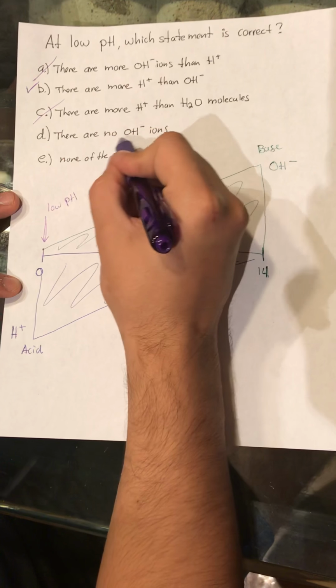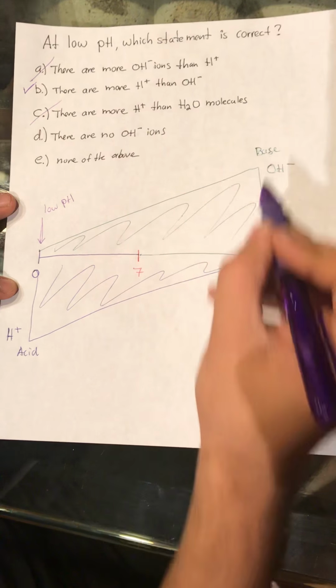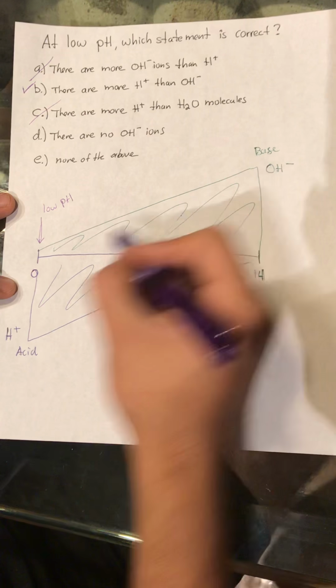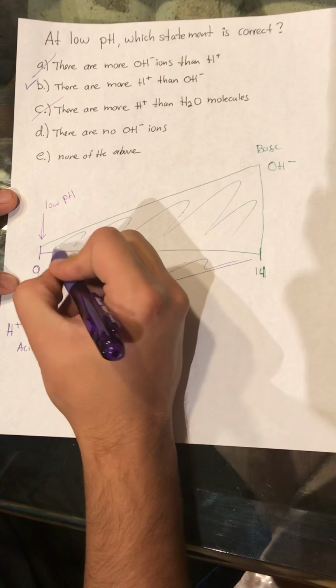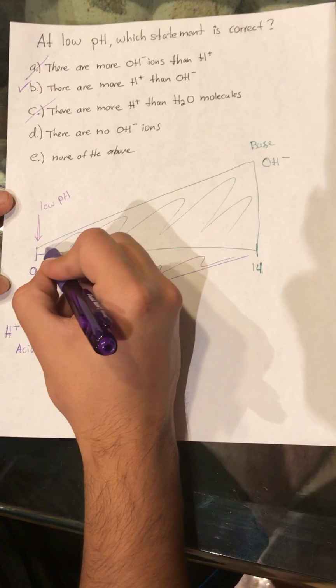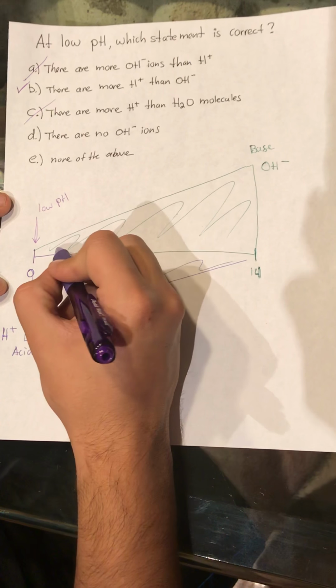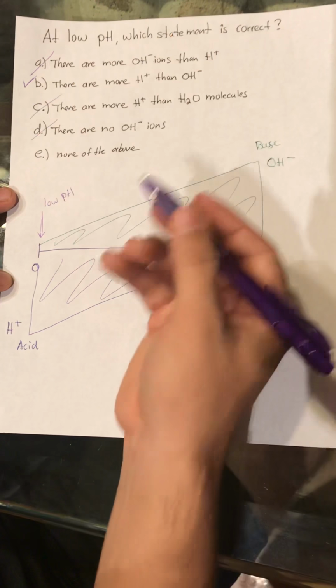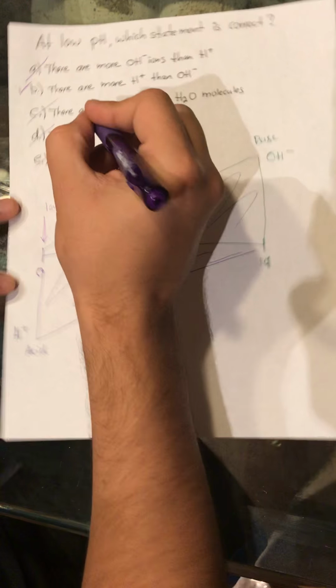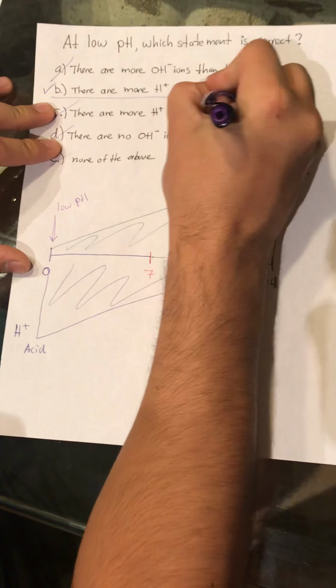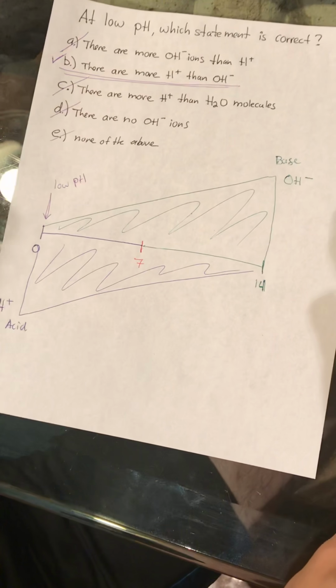And D, it says there are no hydrogen ions, but as we previously said, despite being a very low pH, there is still the existence of hydroxide ions. So that is incorrect. And none of the above is irrelevant because in the end, B was our correct answer. Final answer.